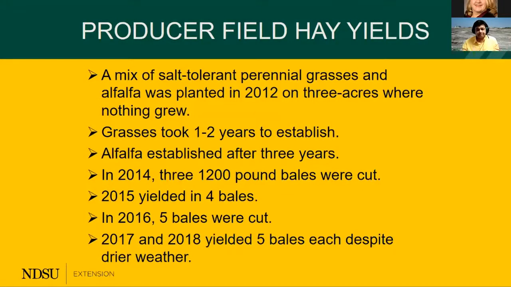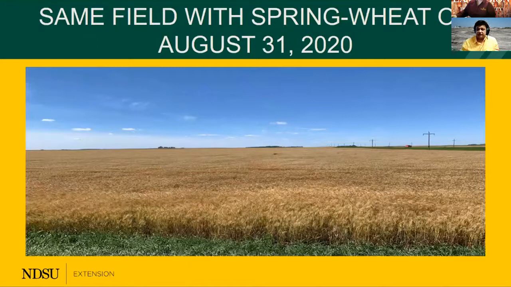So this producer, he replanted these grasses along with alfalfa. Grasses took about 1 year to get established. Alfalfa took 3 years. In 14, he got 3 hay bales out of 3 acres, roughly 1,200 pounds each. 15, 4 hay bales. 16, 5. 17 and 18 were very dry, so he got 5 hay bales in each year. I don't have the data from 2019, but here's how his spring wheat looked last year. Last year, he tore it up and he put it back into an annual crop, and this is how it looked.